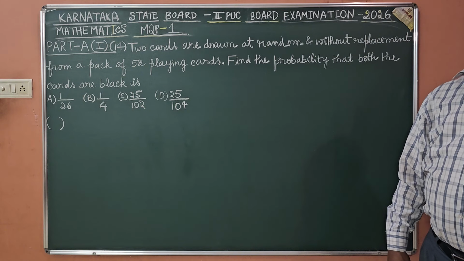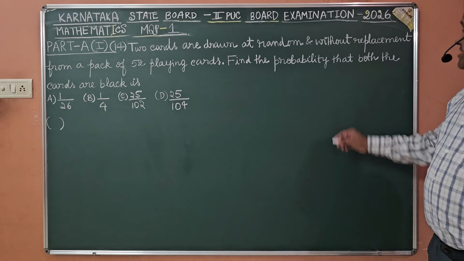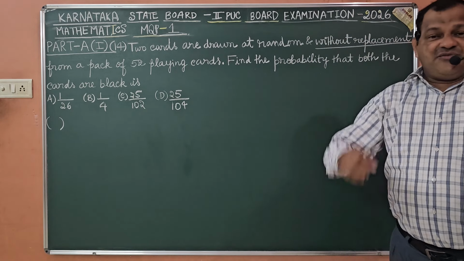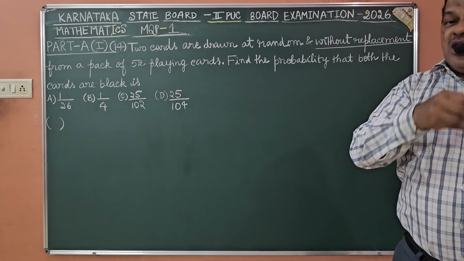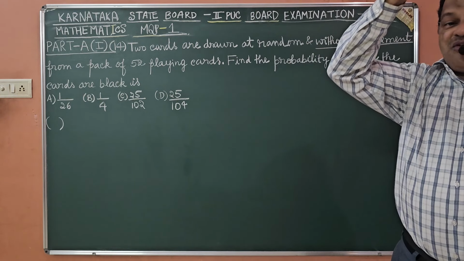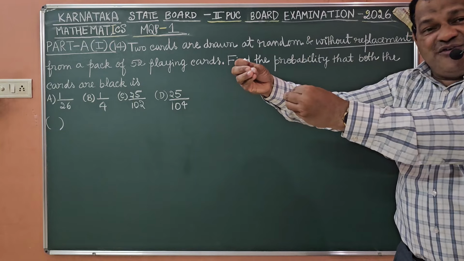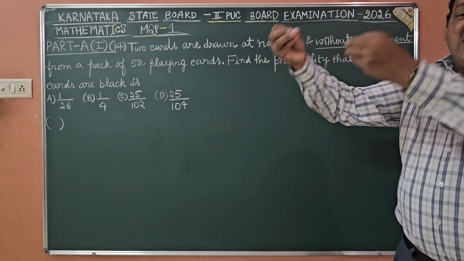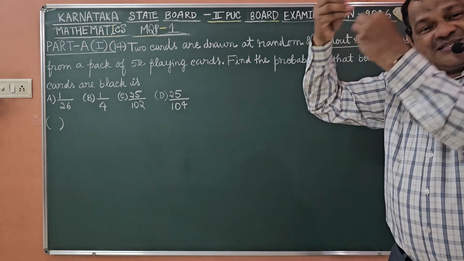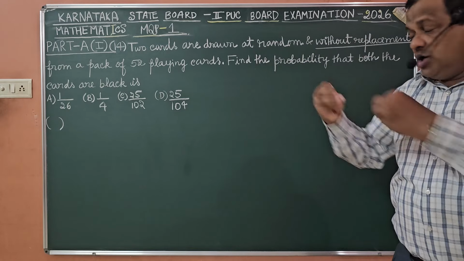You know, there are 26 black cards. Important words are underlined: without replacement. That is the first card what you draw. Please do not replace it again. Therefore, out of 26 cards, it would become 1 less, 25 in the second draw. And out of 52 total, it would become 1 less, 51 in the denominator in the second draw.